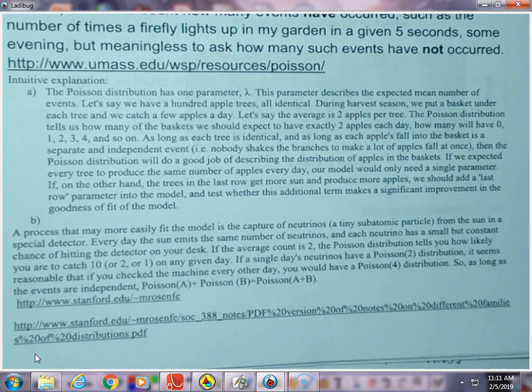So, believe me, the probability of getting 999 apples in one basket, exactly, that probability is going to be teeny tiny. It's not very likely if on average you get 2, that you're going to get 999. Okay? But Poisson distribution does go from 0 to infinity. So that's going to be an important thing.